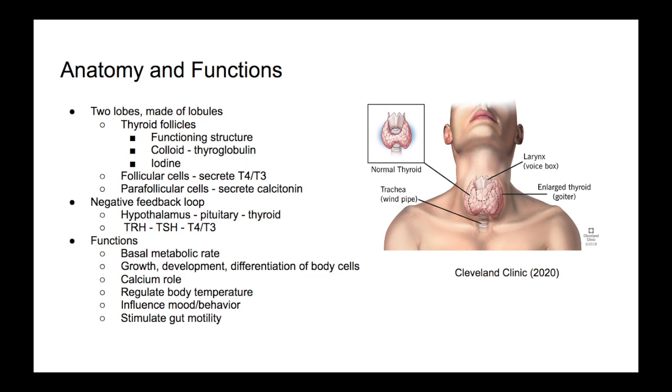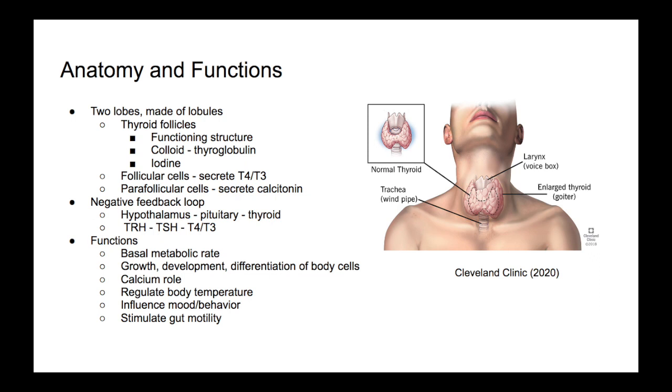The main functions of the thyroid are many. It is essential to basal metabolic rate regulation. Thyroid hormones overall help growth, development, and differentiation of cells in the body. Thyroid hormone also is very important in the development and function of the central nervous system in children. As mentioned before, it helps deposit calcium from the blood into the bone, making those bones nice and strong.